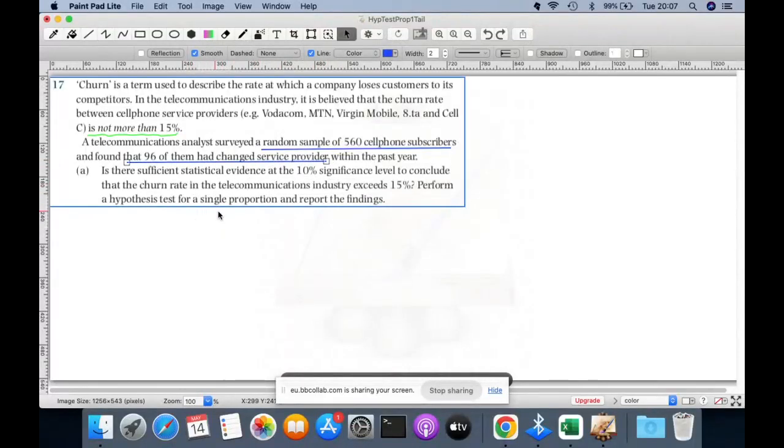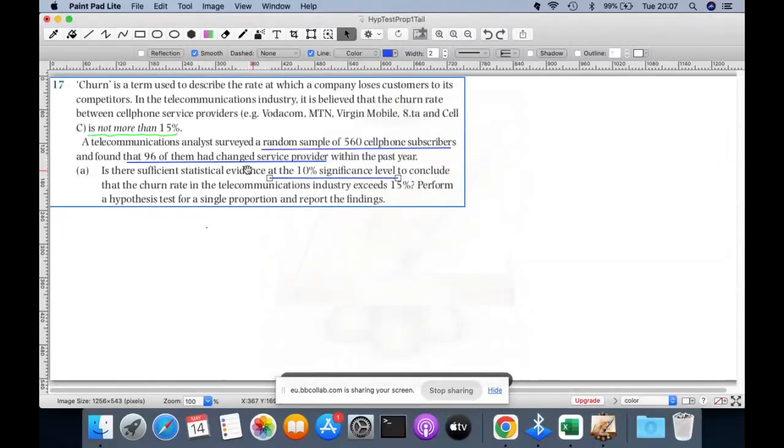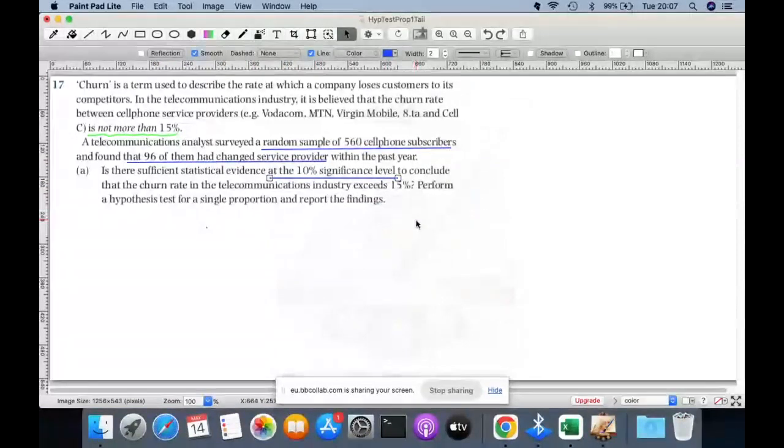Let's look at the first and only question. It says, is there sufficient statistical evidence at a 10% level of significance? I'll highlight that part too. There's your level of significance. To conclude that the churn rate in the telecommunications industry exceeds 15%. So perform a hypothesis test for a single proportion and report the findings.